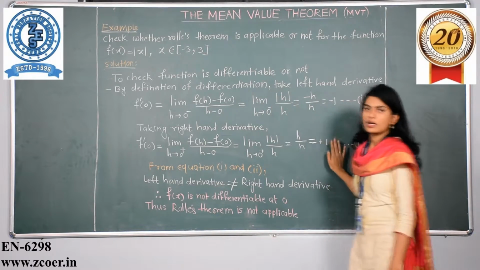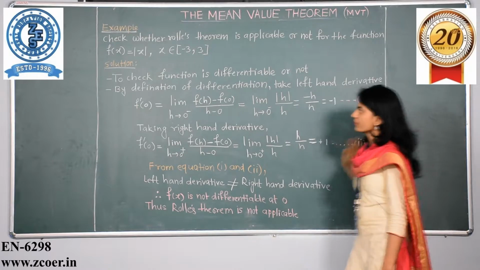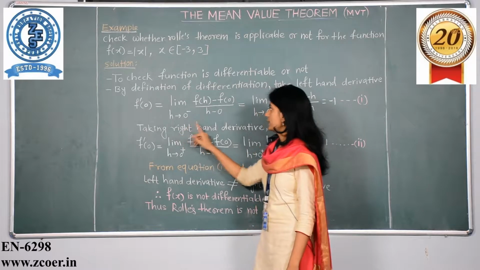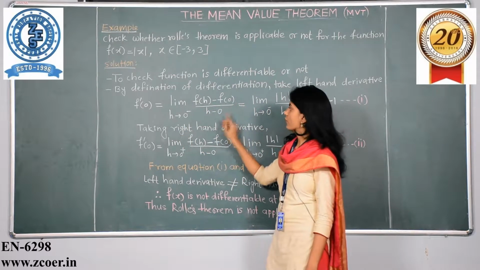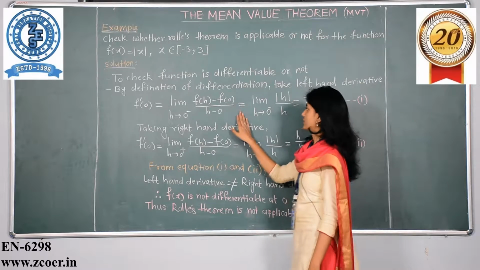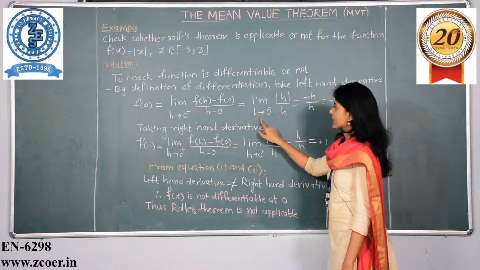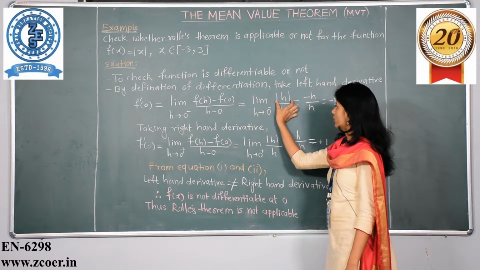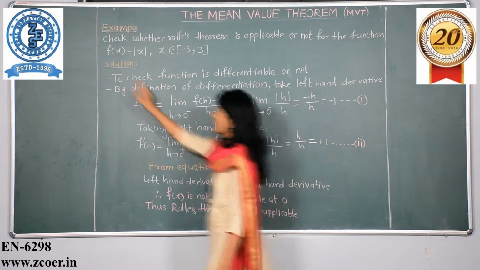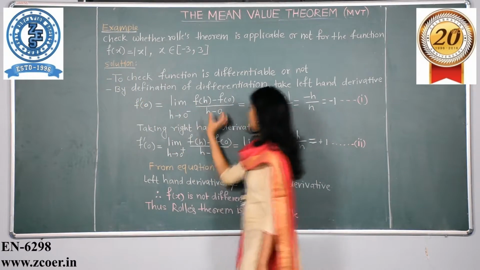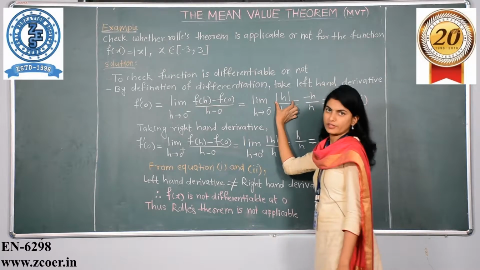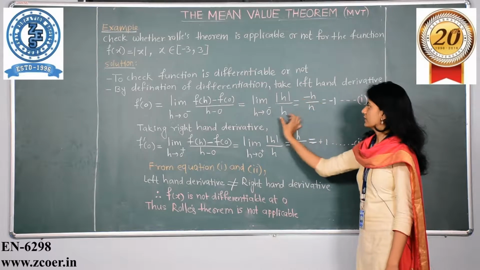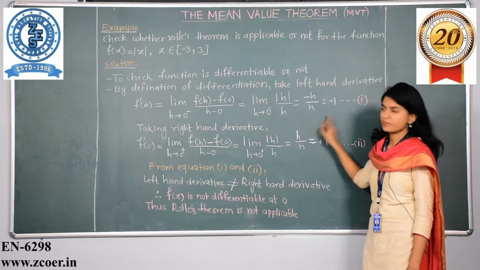So by the definition of differentiation, taking the left hand derivative, we get f dash of 0 is equal to limit h tends to 0 minus f of h minus f of 0 by h minus 0, which is equal to limit h tends to 0 minus mod of h by h. Here we have taken mod of h because f of x is mod of x, so f of h becomes mod of h. Now the value of mod h is minus h, therefore minus h by h is minus 1.